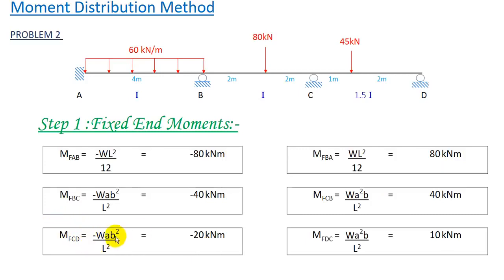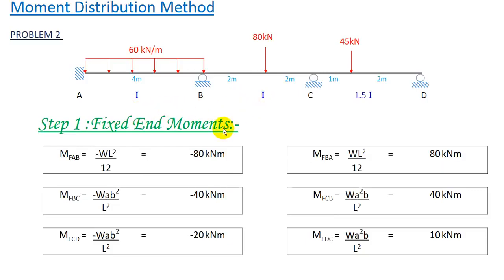MFCD is minus WAB square by L square, which is again for a point load acting at a distance A from the support, where A is 1 meter, B is 2 meters, W is 45, and L is 1 plus 2, 3. So MFCD is equal to minus 20 kilonewton meter. And now MFDC is equal to WA square B by L square, where W is again 45, A is 1, B is 2, and L is 1 plus 2, 3. So this is positive and is equal to 10 kilonewton meters. So our step 1 is done.